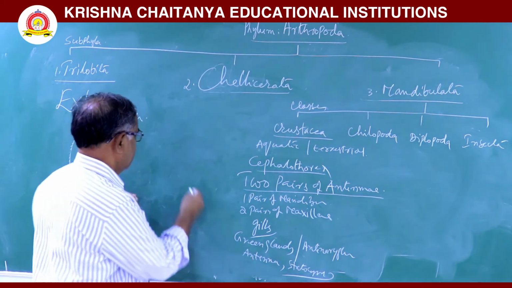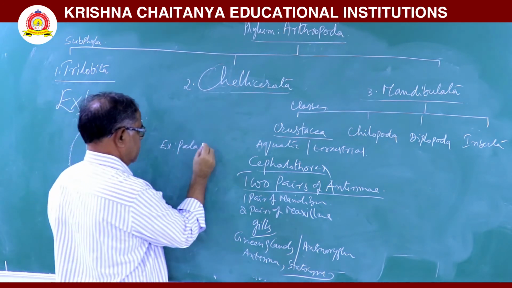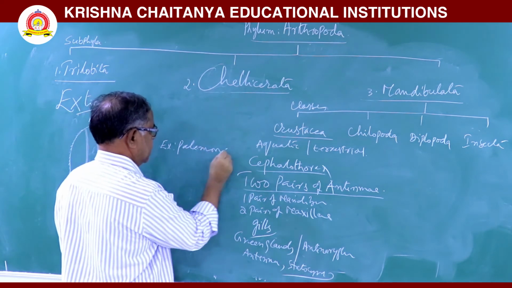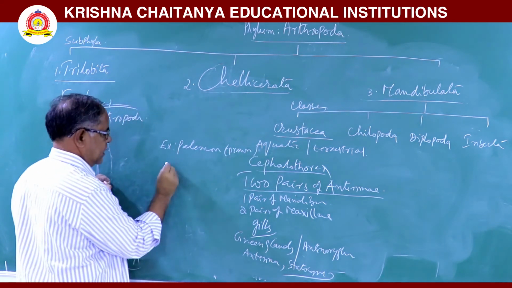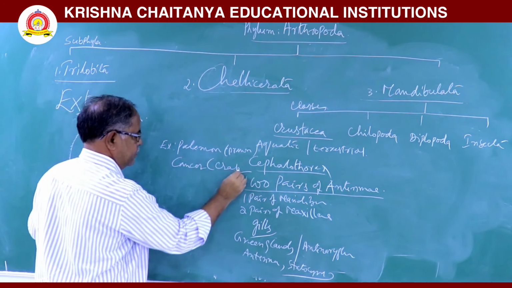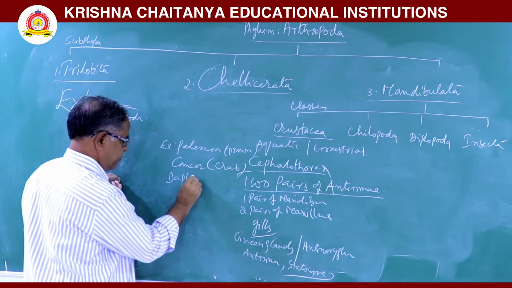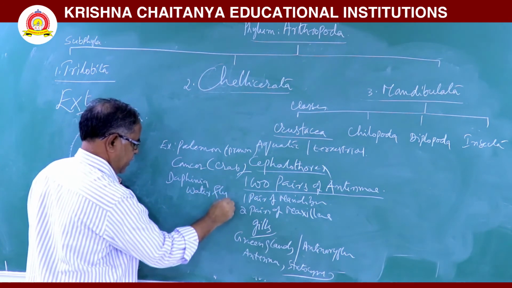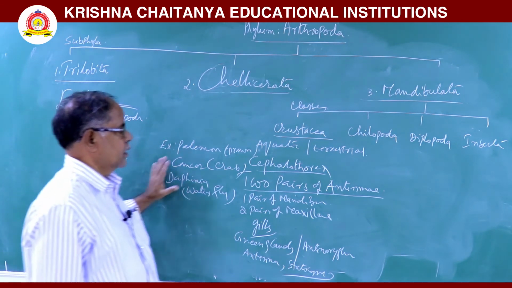Next, examples: Palaemon, that is a prawn. Next, crab, Cancer. Next, Daphnia, the water flea, etc. These are the examples for Crustacea.